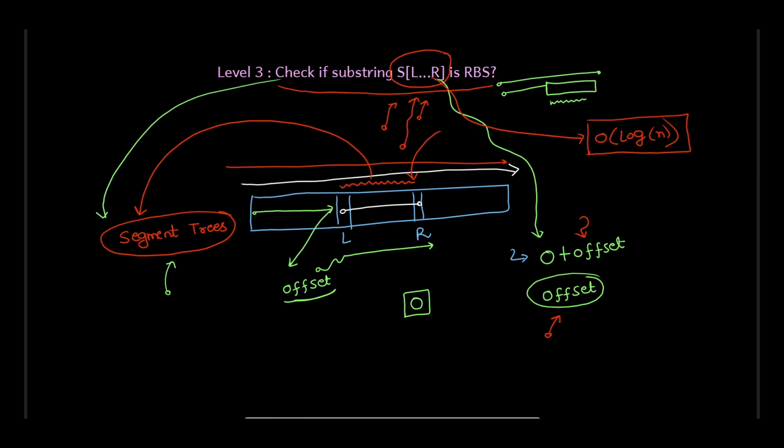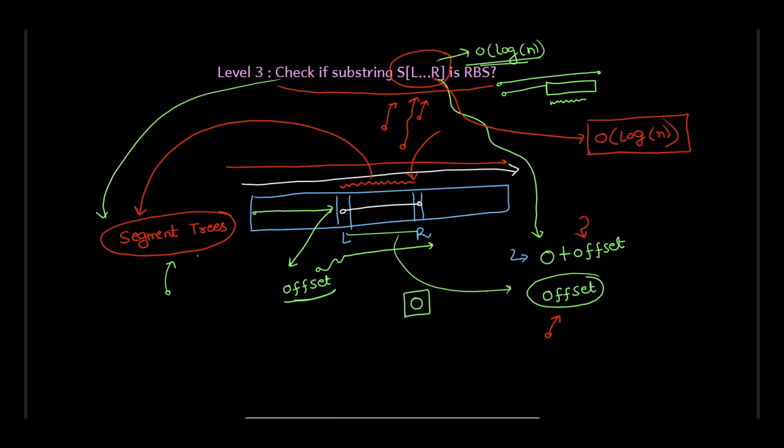Why? Because I can use this as a black box and it is so simple to implement. All I have to do is check if this prefix sum is equal to offset and check if the minima is equal to this offset, and I am done. So I can answer this query in O of log n. So you can see that segment tree is already turning out to be very powerful in these kinds of problems.